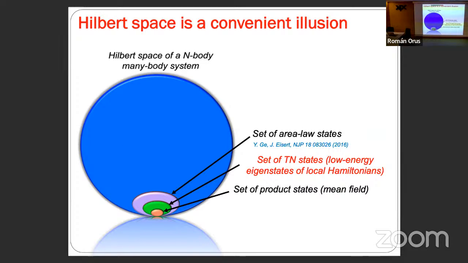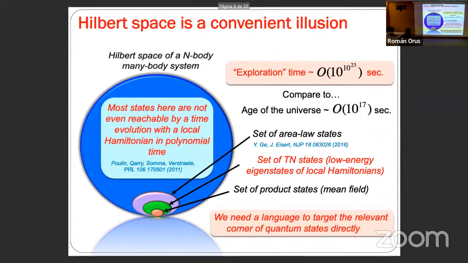Now, there is something called the set of tensor network states, which I will explain in a second, but this is essentially the low energy eigenstates of local Hamiltonians, which sits in between here. And all these small corners here are exponentially small. So what I want to explain with this picture is that when you have a quantum many-body system, the Hilbert space is huge, huge. But the relevant corner of the Hilbert space at low energies is exponentially small. It's actually of zero measure. It's tiny. It's something super small.